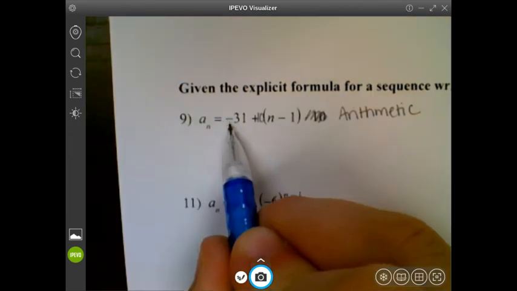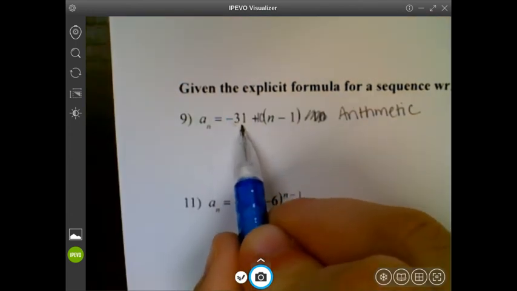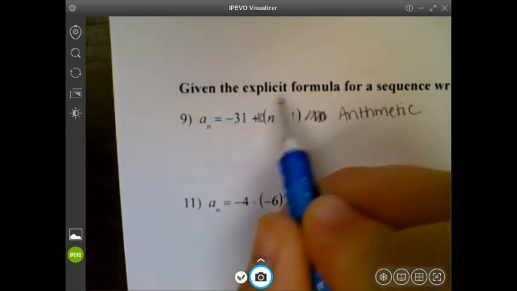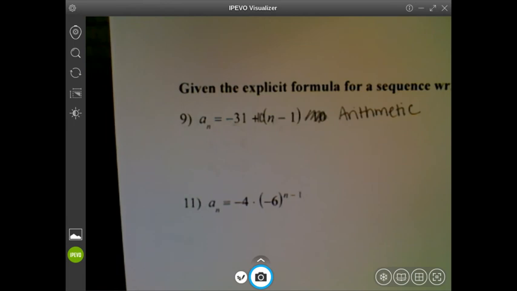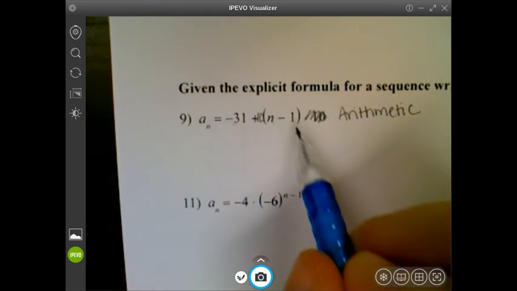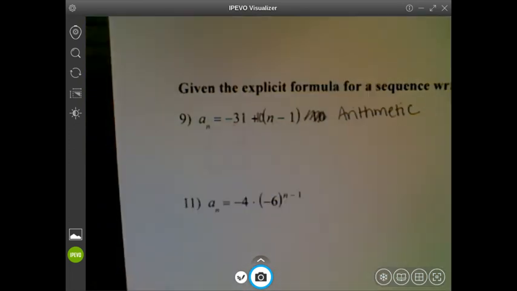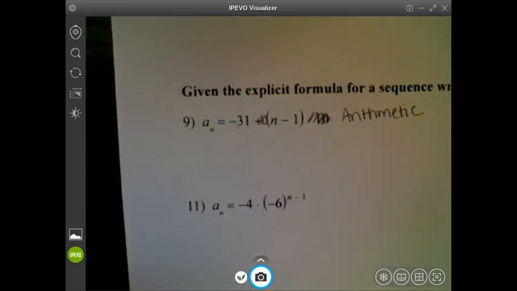But really, we're saying, okay, it's the first term, negative 31. We're going to add 10, and we're going to do it n minus 1 times, and that'll give us our nth term. So whether it's n minus 1 times 10 or 10 times n minus 1, it doesn't matter the order there. So you can always just move that over.